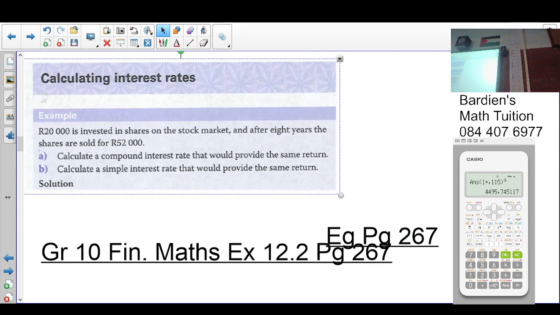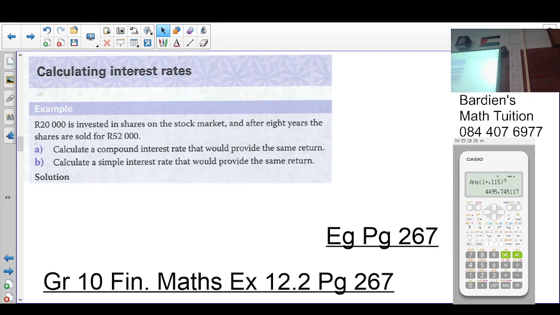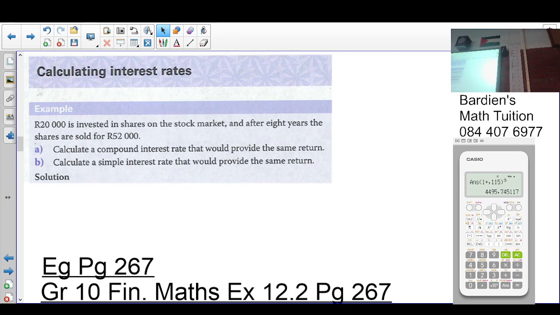So in the previous lesson, we looked at calculating your final amount, you calculated your interest. And we've calculated the p-value in principle. Now we're calculating the interest rate.